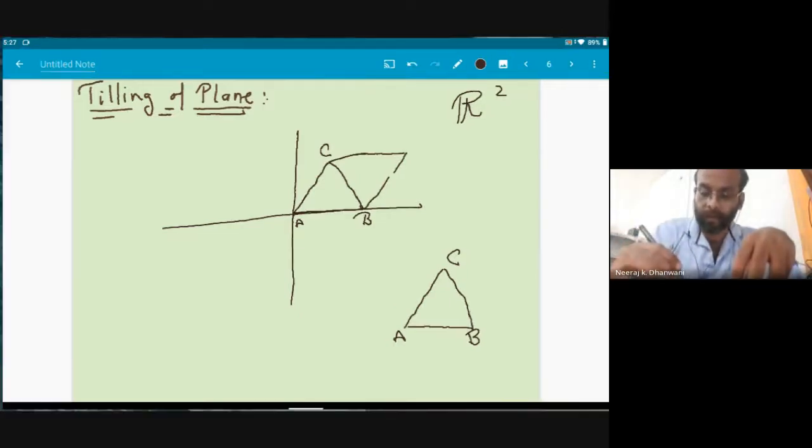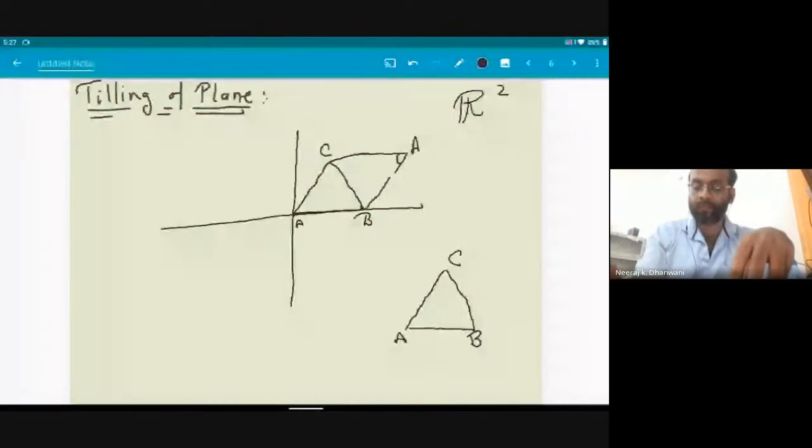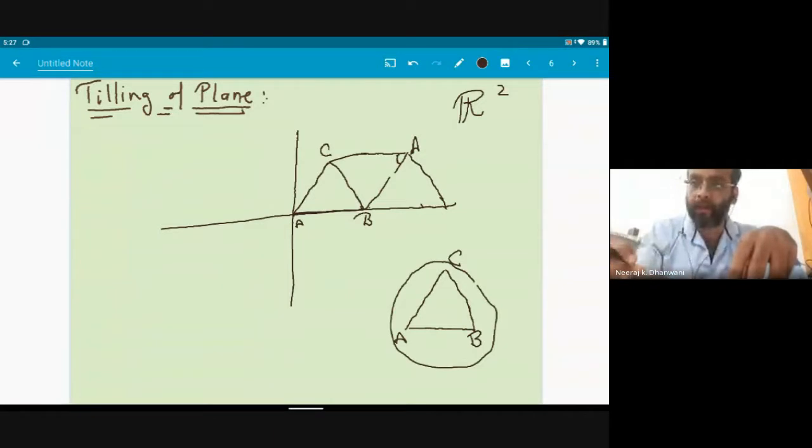This will be the A angle. Now again I will put the triangle here. The same copy, I am not changing the triangle. The same triangle I am placing again and again, and so on.